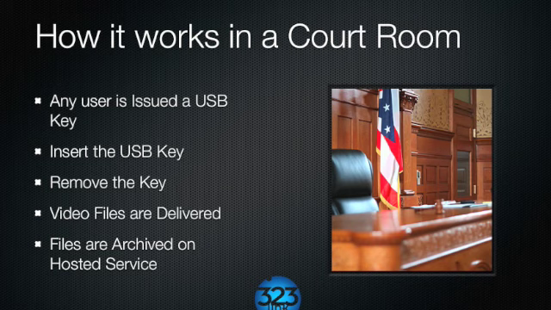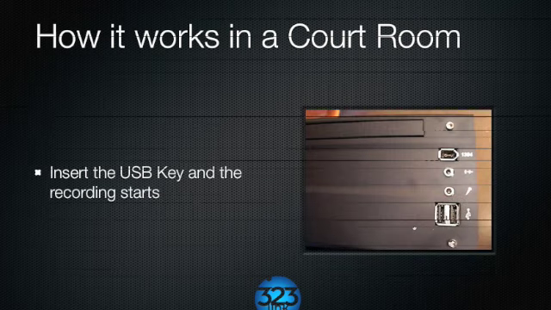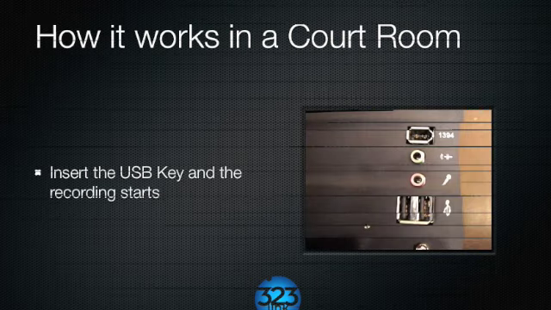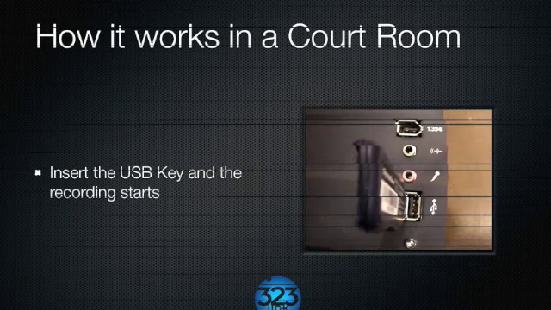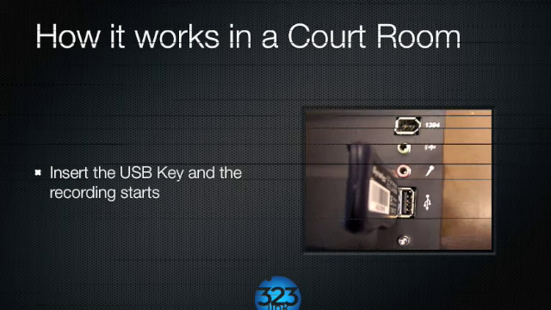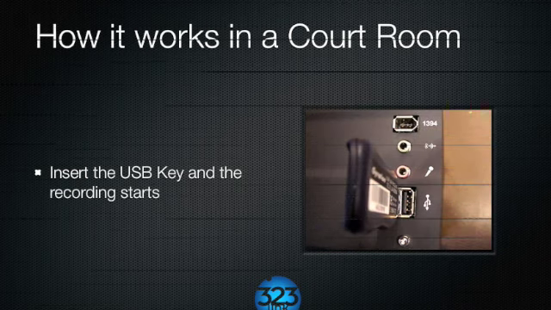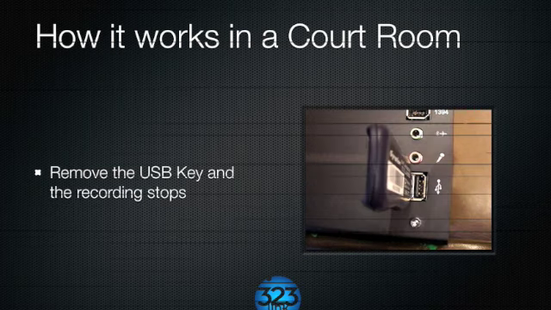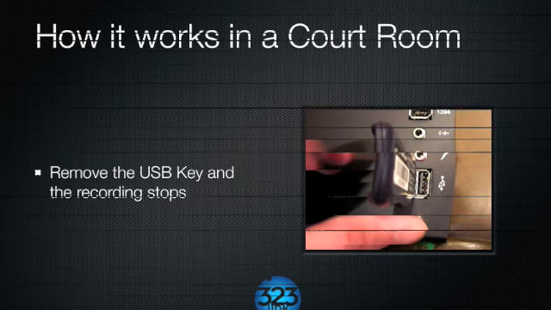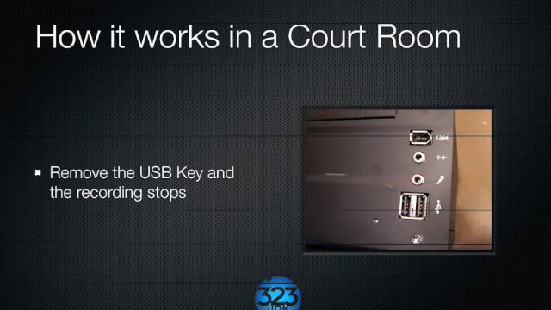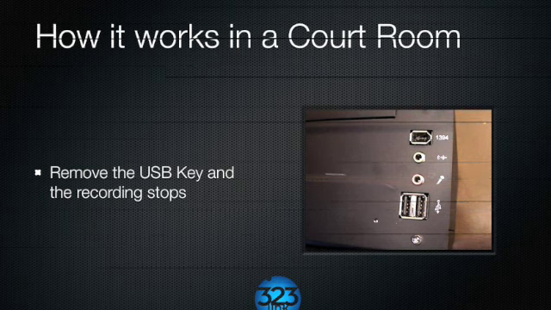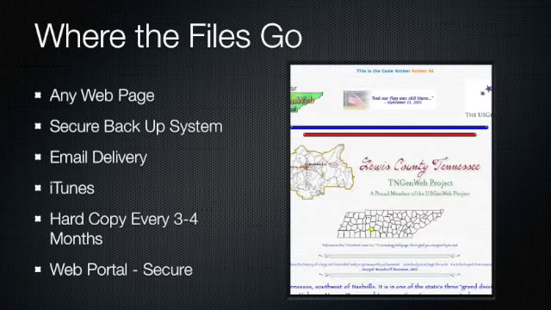To start a court recording, you simply go up to the box, find the USB ports, and plug in the key. That's how you start recording. We want to make it extremely easy for the people responsible for recording to start and stop those recordings. To stop the recording, it's just as easy. You simply remove the key, and the system stops and stores that information on its own hard drive and then sends it out to our backed up servers.